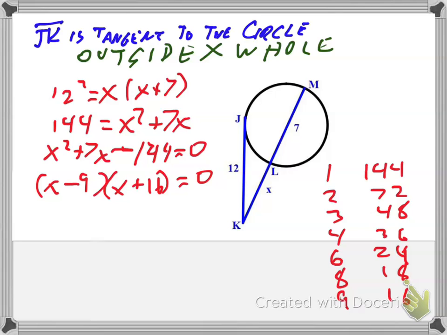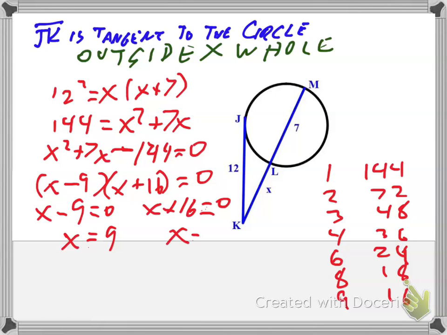So now I have this broken up into my factors, and so what this means is that either x minus 9 equals 0, or x plus 16 equals 0. We're going to solve both of these. Well, if x minus 9 equals 0, then very simply x must equal positive 9, right? Add 9 to both sides. And over here on the x plus 16 equals 0, x is going to equal negative 16, because we subtract 16. So x is either 9 or negative 16.